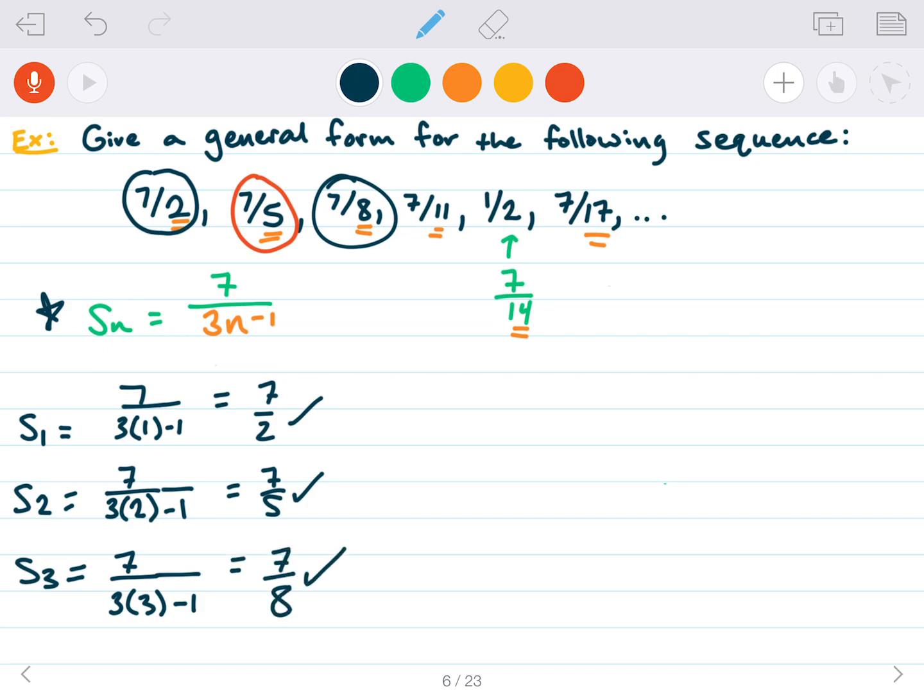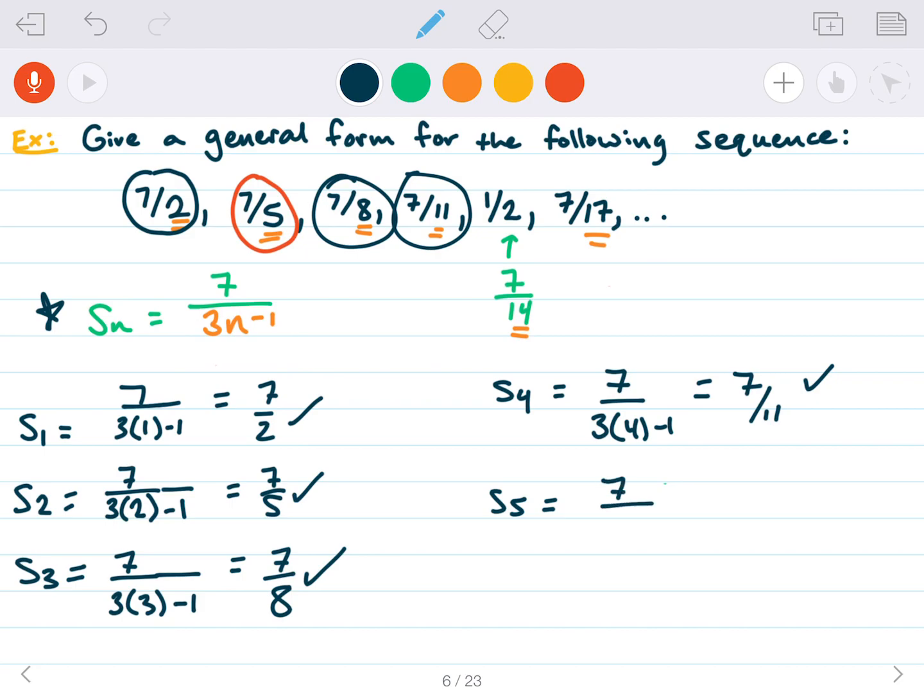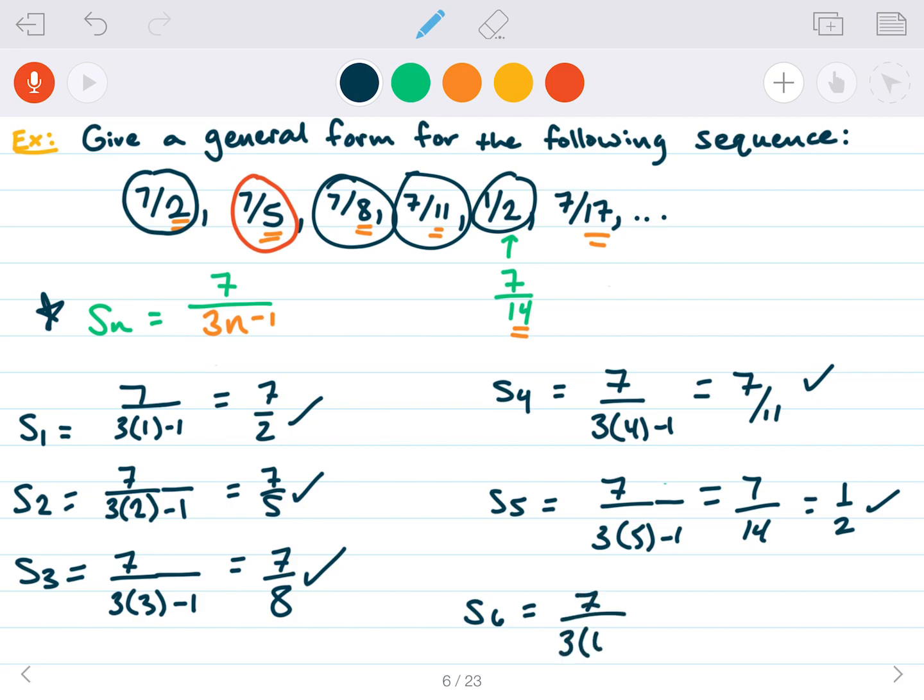That checks out. S sub 4 should give us 7 over 11. We get 7 over 3 times 4 minus 1. And indeed, we do get 7 over 11. S sub 5 should give us 1/2. So we have 7 over 3 times 5 minus 1, which is 7 over 14, which does reduce to 1/2. And finally, S sub 6 is 7 over 3 times 6 minus 1, so that's 7 over 17, and that does check out for our sixth position.